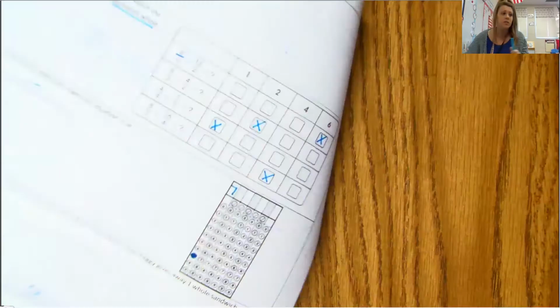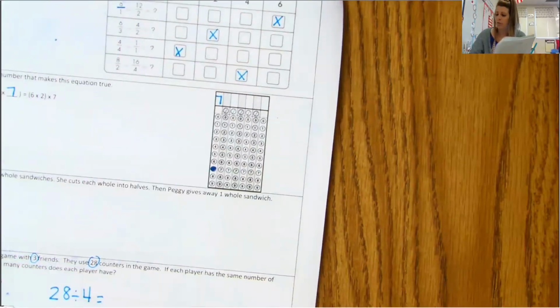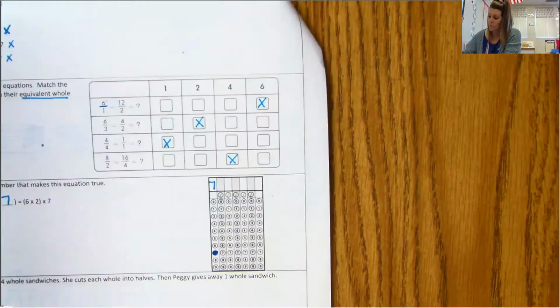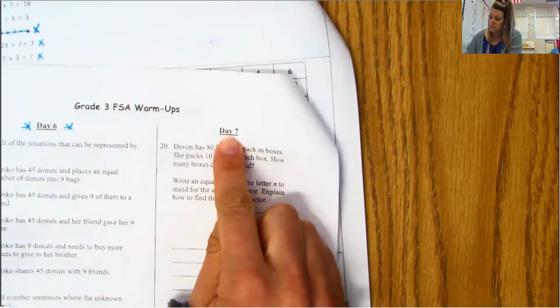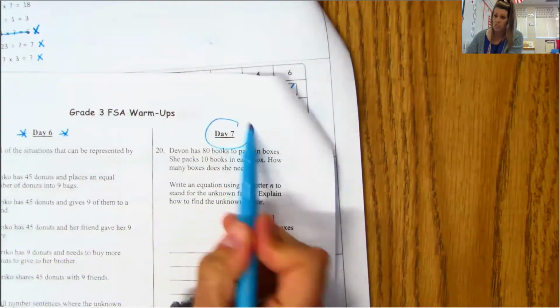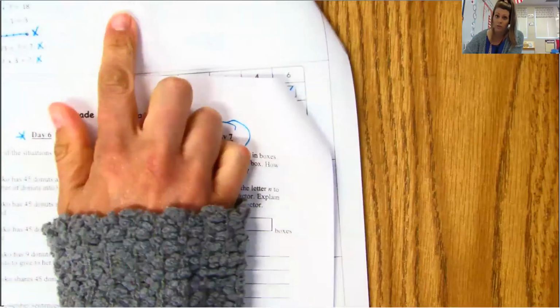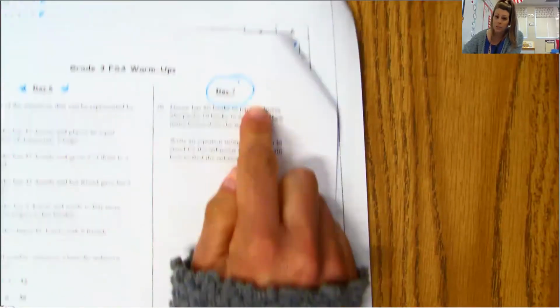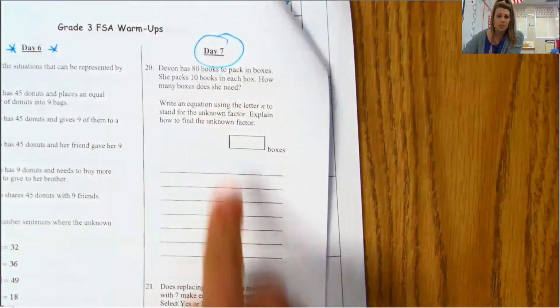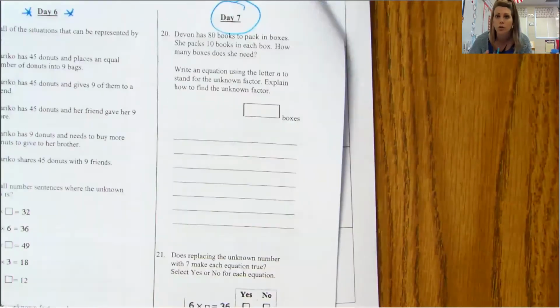Then when you are all done with that discussion post, remember, our FSA warm-ups are days match. So today we are on day 7. We just did day 7 in our review. Now you will do day 7 by yourself. Have mom and dad check your work. Guess what? Only 2 problems.